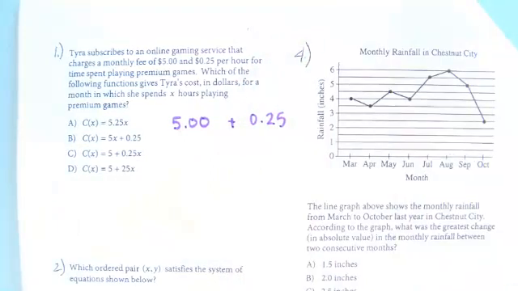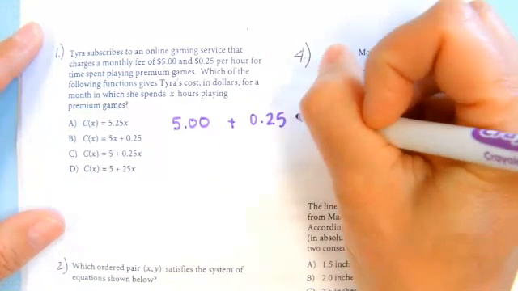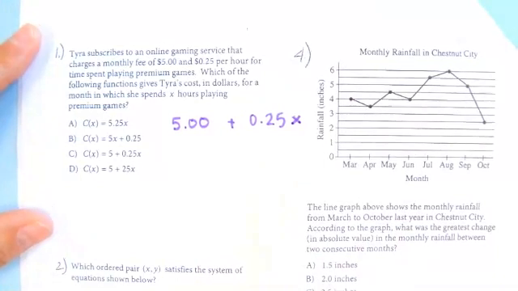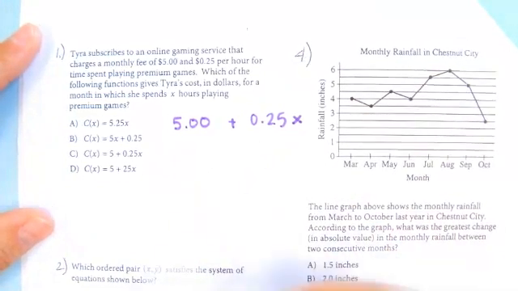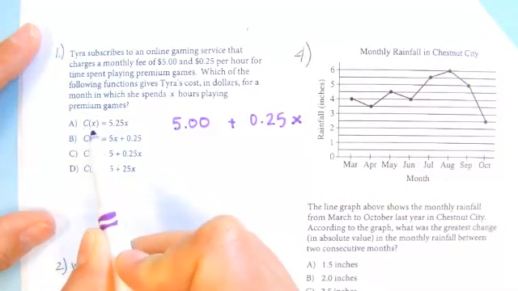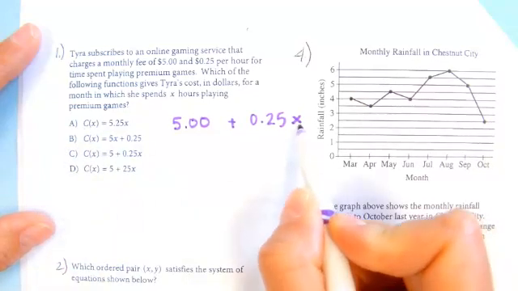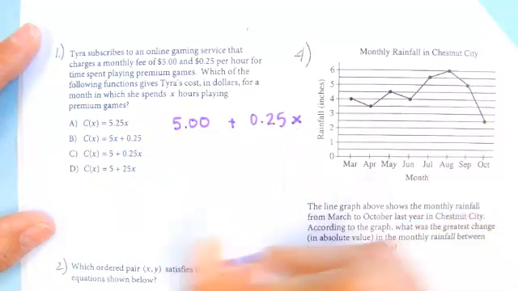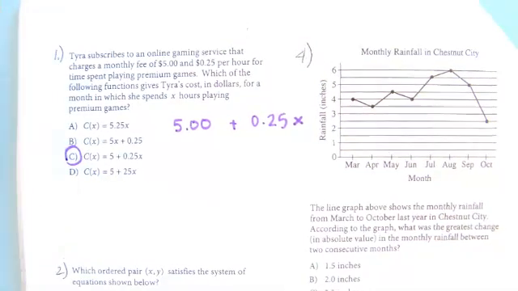Now, what we do not know is how many premium games she's going to play. So since we don't know that, that one needs a variable. In this case, it's going to be x. And so we want to look for the equation that looks like this. The first part is just saying C of x, which means the cost of x games. So in this case, we want to look for the one where the x is next to that 0.25 and the 5 is alone. And so our answer choice should be C. Okay, let's move on. Let's keep going.